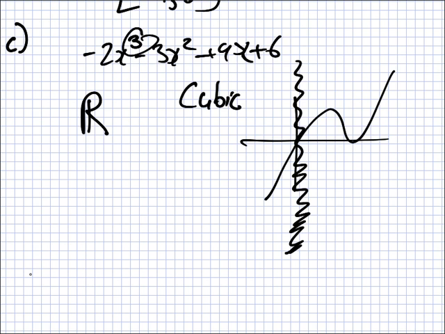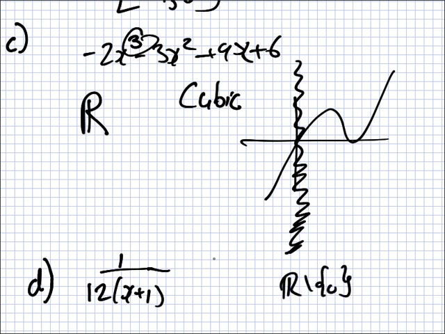Okay. D. What about this? Now it's getting a bit harder. Is it all real numbers without 0? Yeah, that's it. It's all real numbers without 0, because this cannot equal 0. So you can't ever get 0.